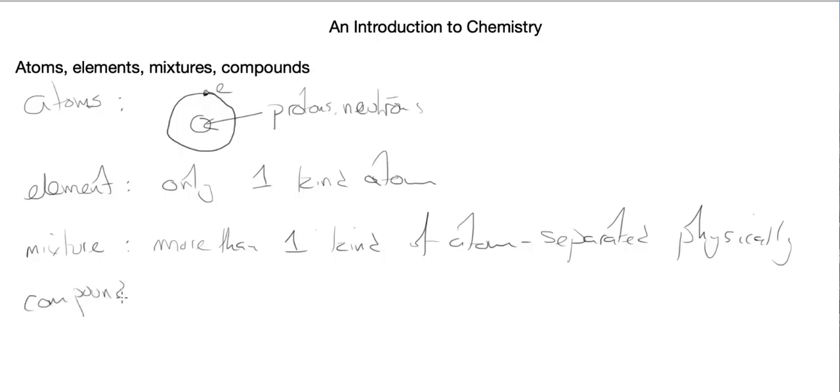A compound, here your elements are bonded chemically. So you can't separate these by filtering or by applying a magnet to remove iron or cobalt or nickel or steel from some other thing like sand, for example. So they cannot be separated by physical means.